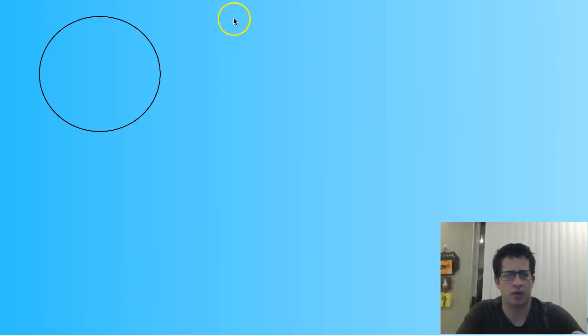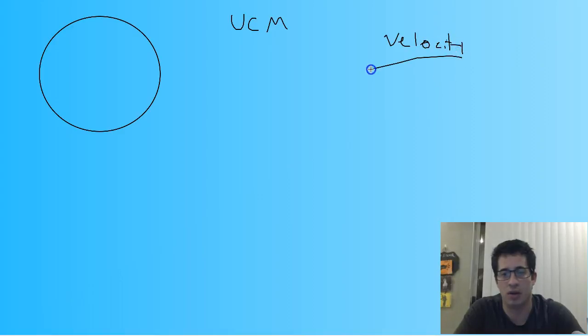The next thing we're talking about is called uniform circular motion, or UCM for short. It's really just about things moving in a circle at a constant speed. A couple of things here. First of all, velocity is a vector, which means it has both magnitude and direction. If something is moving around a circle, then the direction of its motion is constantly changing.